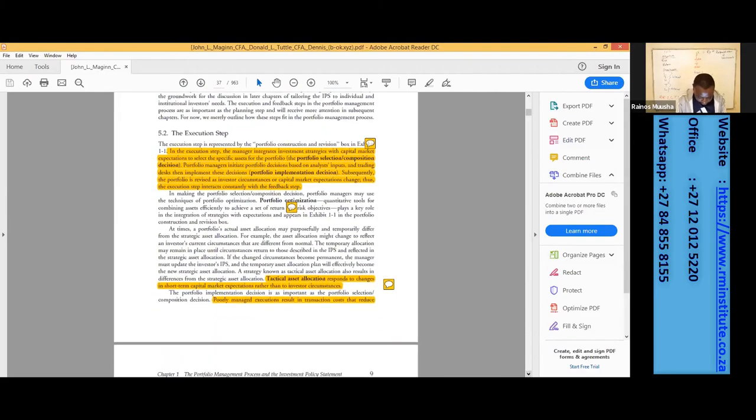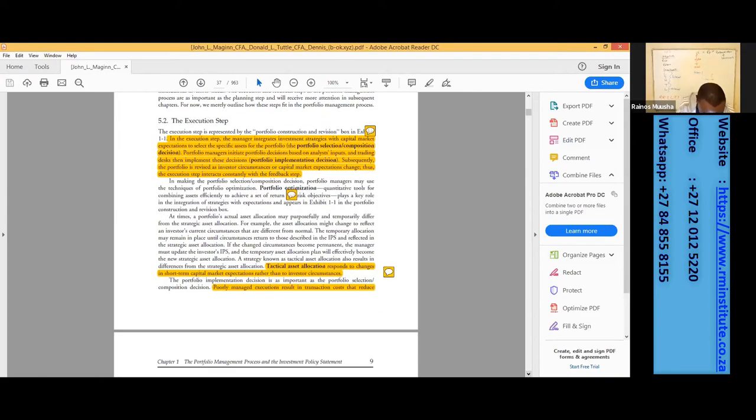So on the second step, this is the execution step. And here they say the execution step is represented by the portfolio construction and revision box in Exhibit 1.1. So remember, the exhibit that we looked at previously is basically showing us the steps that are followed from the planning step to the execution step to the review and rebalancing as well. So it's basically showing you the steps that are followed there, right?